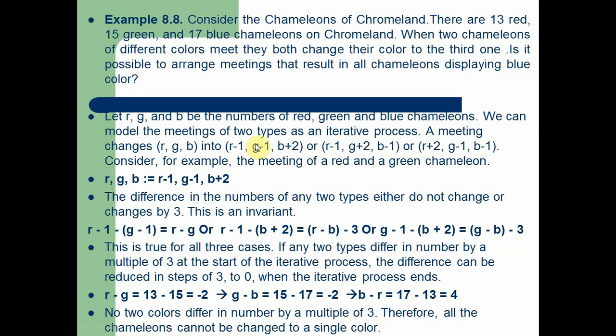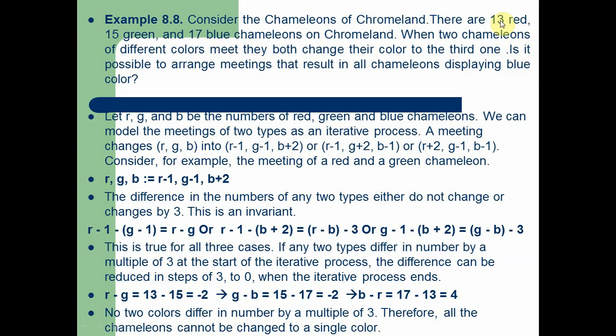But what is the result? If you see the input, the value of R is 13, the value of green is 15, and the value of blue is 17. The differences are 13 minus 15 is minus 2, 15 minus 17 is minus 2, and 17 minus 13 is 4. So no two colors differ in number by a multiple of 3, because of which all the chameleons cannot be changed into a single color, as there is no uniformity in the numbers of chameleons.